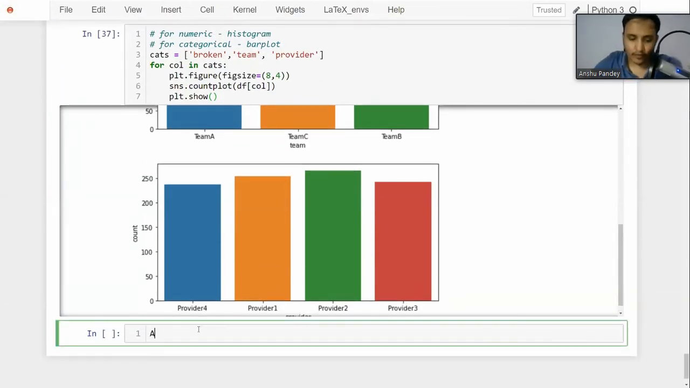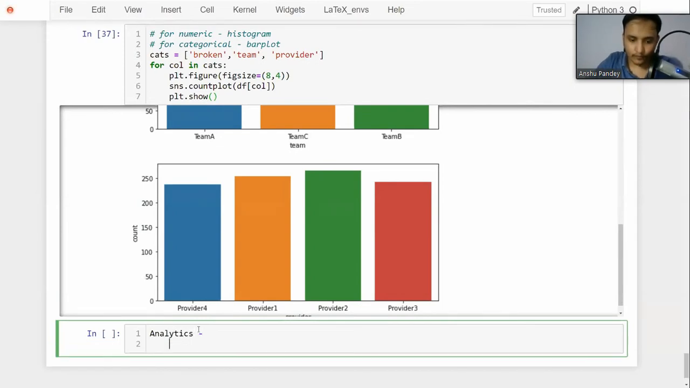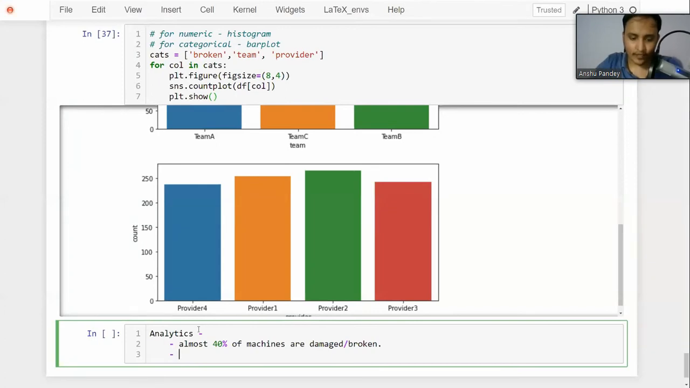right? So we can write here analytics, which could be almost 40% of machines are damaged or broken, you can say, right? So they are damaged or broken. We can say that almost all teams are handling or managing an equal number of machines.